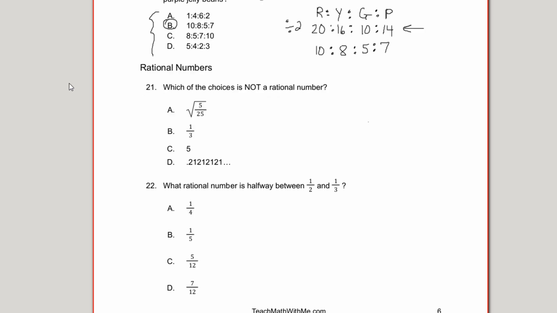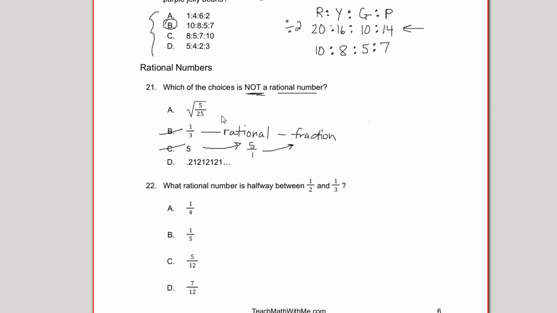Now let's look at some rational number questions. Number 21. Which of the choices is not a rational number? Now, a rational number is any number that can be expressed as a fraction. So in questions like this, we have to look at our answer choices. By definition, I'm going to look straight at B. This is a rational number because it is expressed as a fraction. So answer choice B is out. C is out also because 5 is the same as 5 over 1. It is a fraction. That is out.